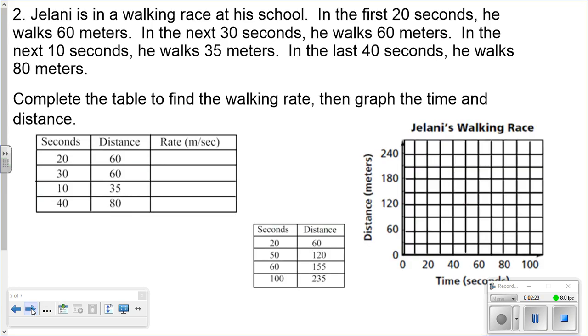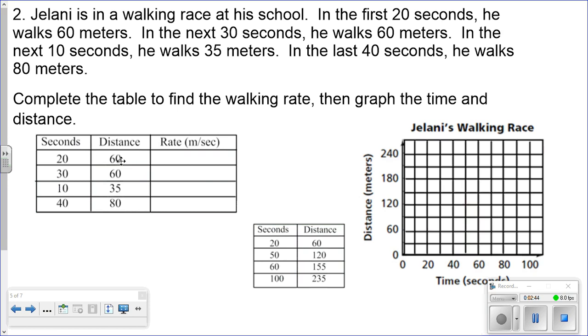Jelani is in a walking race at his school. In the first 20 seconds, he walks 60 meters. In the next 30 seconds, he walks 60 meters. In the next 10 seconds, he walks 35 meters. And in the last 40 seconds, he walks 80 meters. Complete the table to find the walking rate and then graph the time and distance.